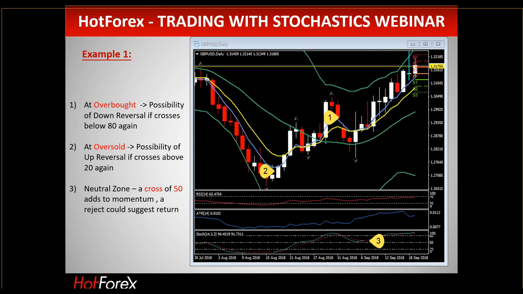You can see here we've gone up, but again we broke into the overbought about here, whatever day that was, the 11th or the 12th of September. But for 1, 2, 3, 4, 5, 6, 7 trading sessions thereafter, we're still overbought, but we're still going up. So that wouldn't have helped you, would it?